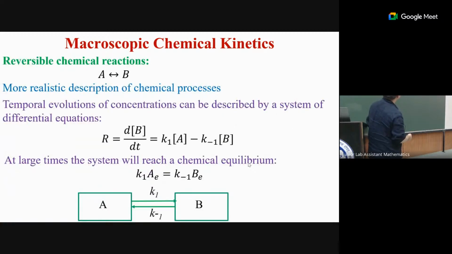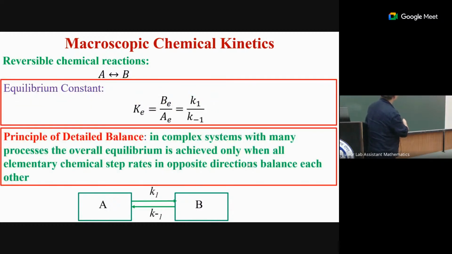Okay, so let's go to probably the last chemical reaction that we will look at. The last simplest one is a reversible chemical reaction. This is a more realistic description because in nature there are no irreversible things. Everything is reversible. So A goes to B, B goes to A. Again, you can write equations like this, right? So you're creating compound B with this rate, you're removing compound B with this rate. You can solve this equation eventually, and you can reach effective equilibrium. So at the end, the system will reach an equilibrium at which the amount of created B is equal to the amount of created A.